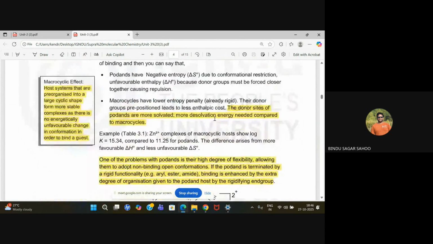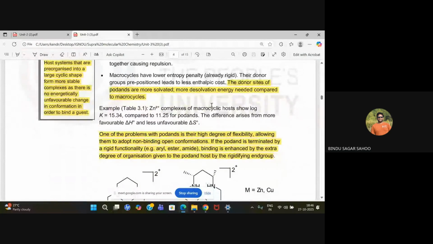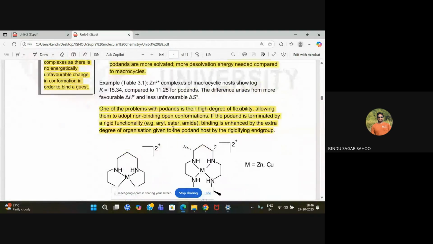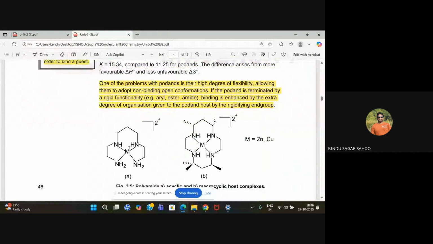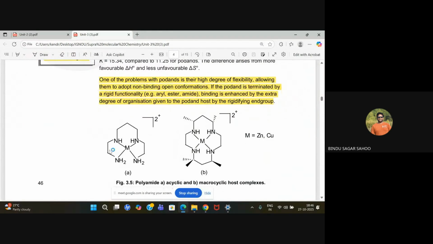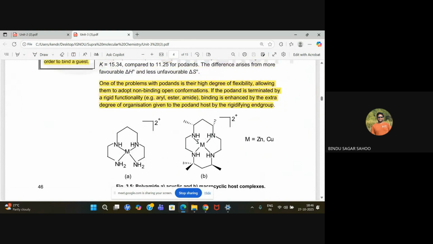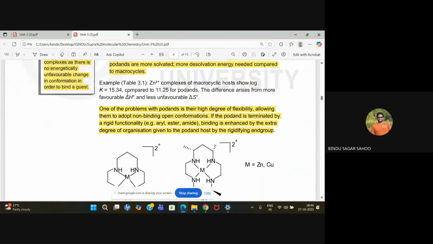We can take another example of a zinc complex and a copper complex. So this is the zinc complex of the macrocyclic host, with a log K value of 15.34 compared to 11.25 for podants. Here you are taking the zinc atom, and here also the zinc atom. This is a podant structure and this is a macrocyclic structure. For the macrocyclic, the stabilization constant K value is 15.34, and this is less for the podant.